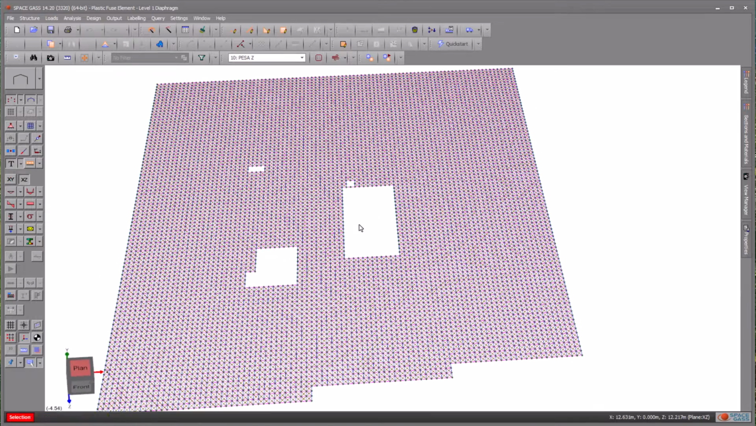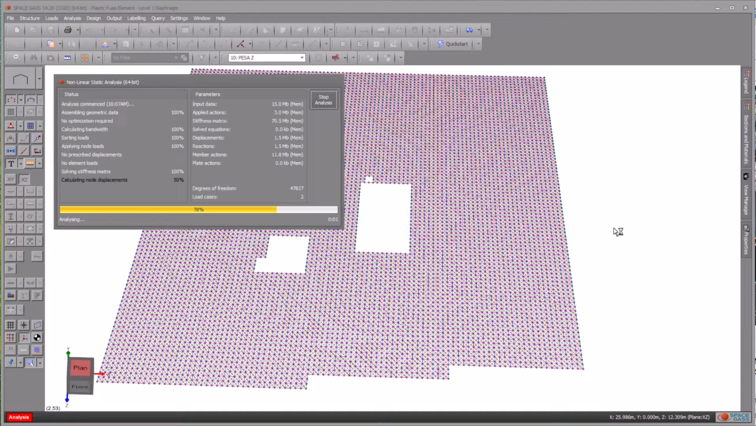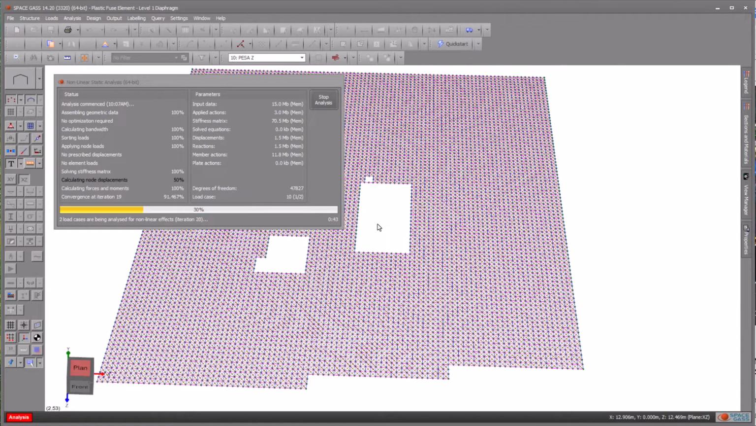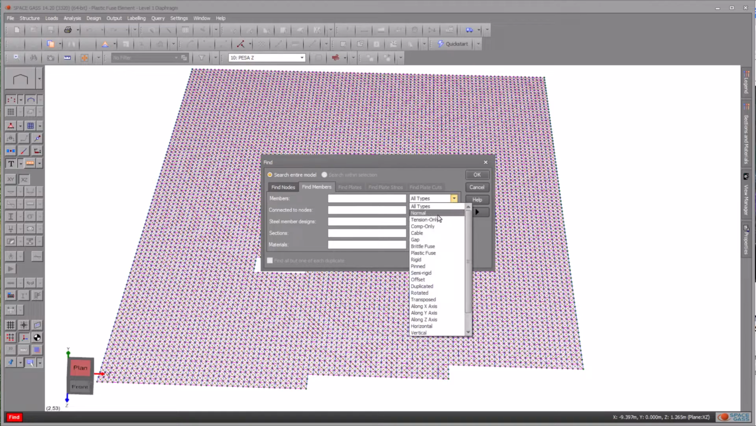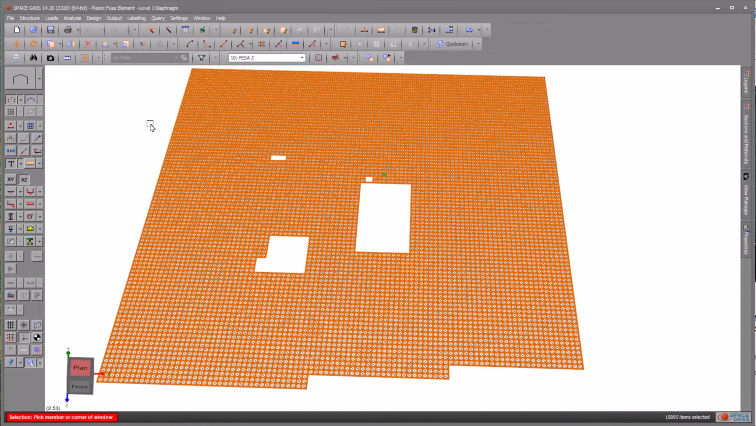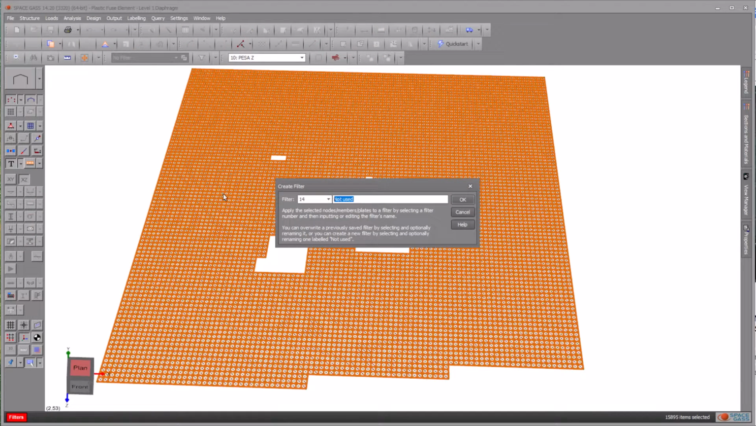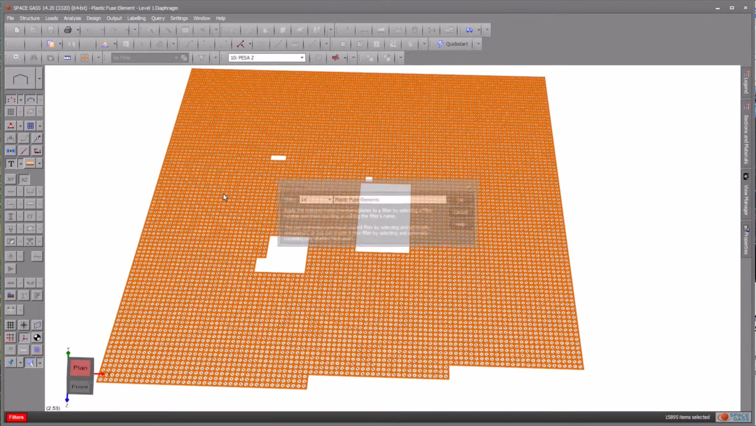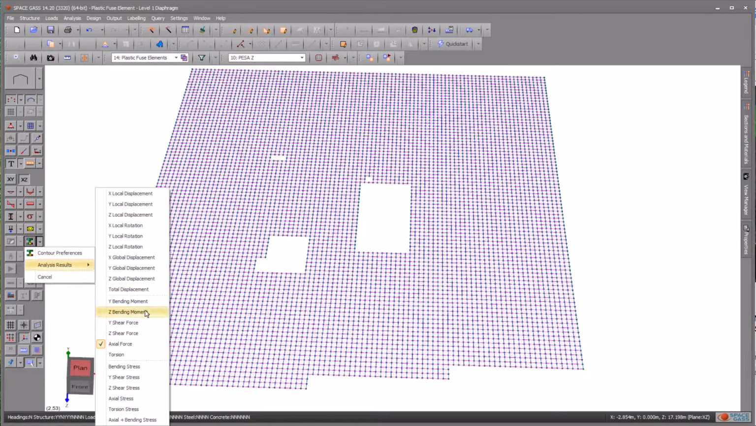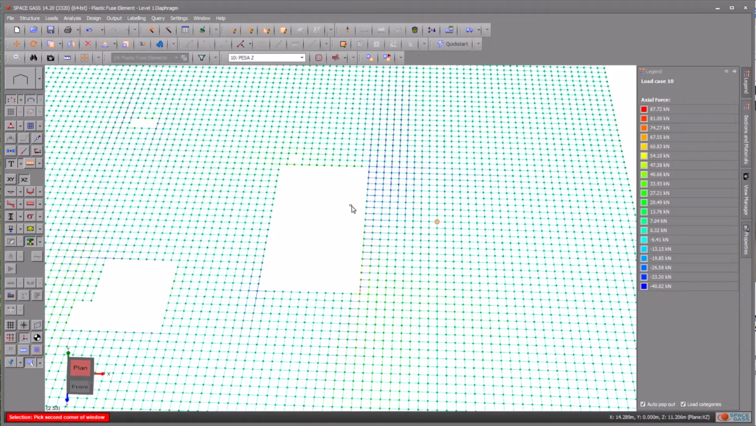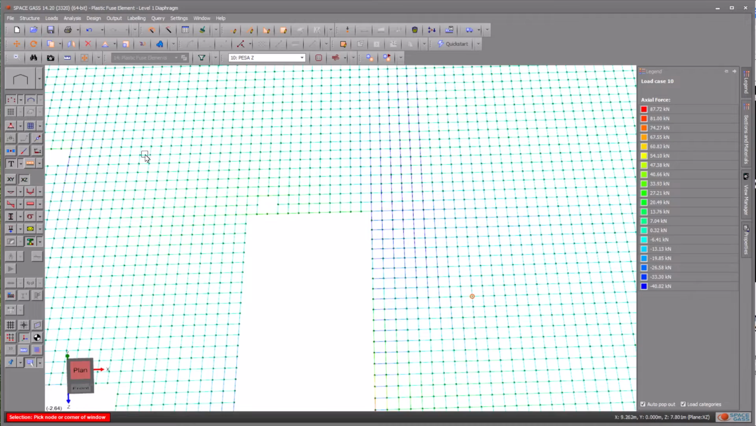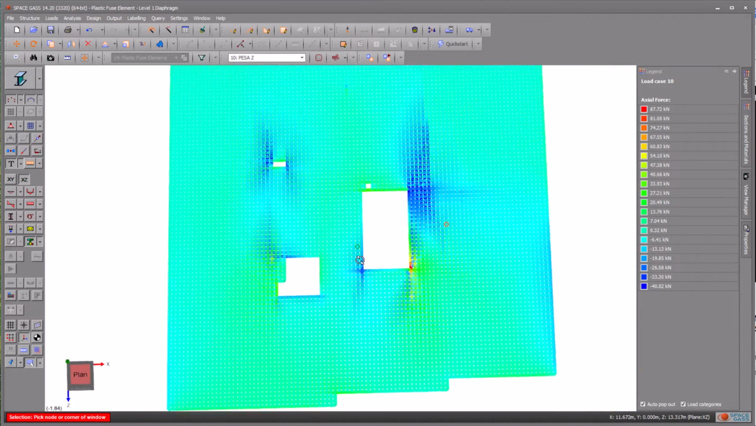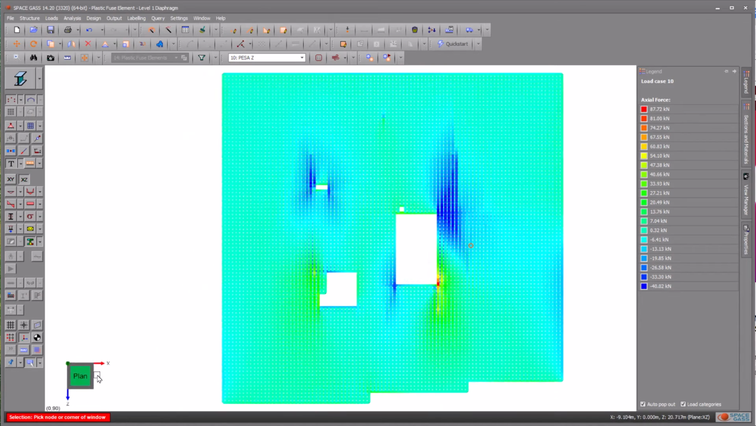Let's analyze the model and observe the results. By enabling the contour of axial force in members, we can clearly observe the distribution of force and identify where their capacity has been exceeded.